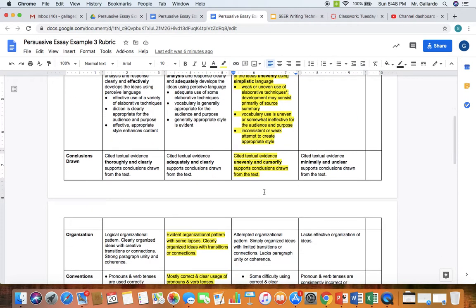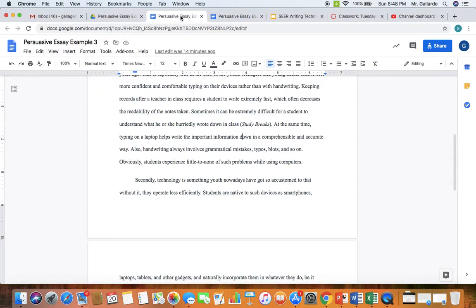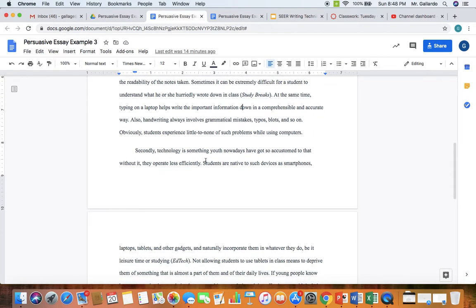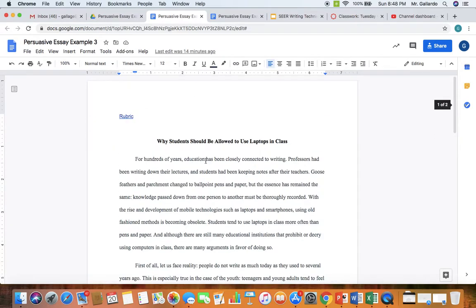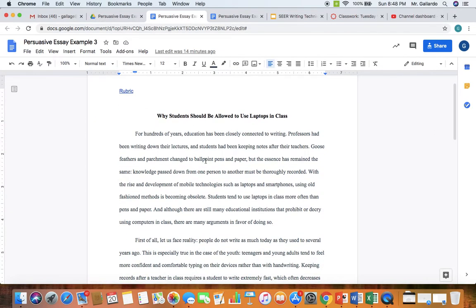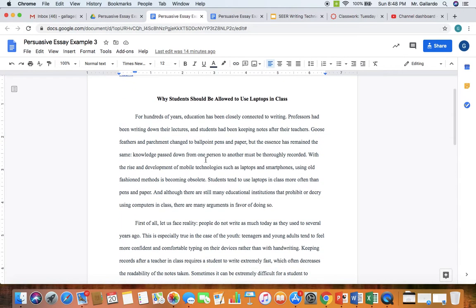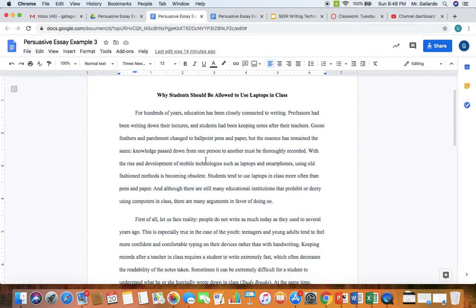And the conclusions drawn is also a 2. And it is not a 3 or a 4 because, as I was explaining with the very first essay, this kind of does explain why it matters that we use laptops in schools because it's part of the new world we're going into. But it doesn't really explain that much.